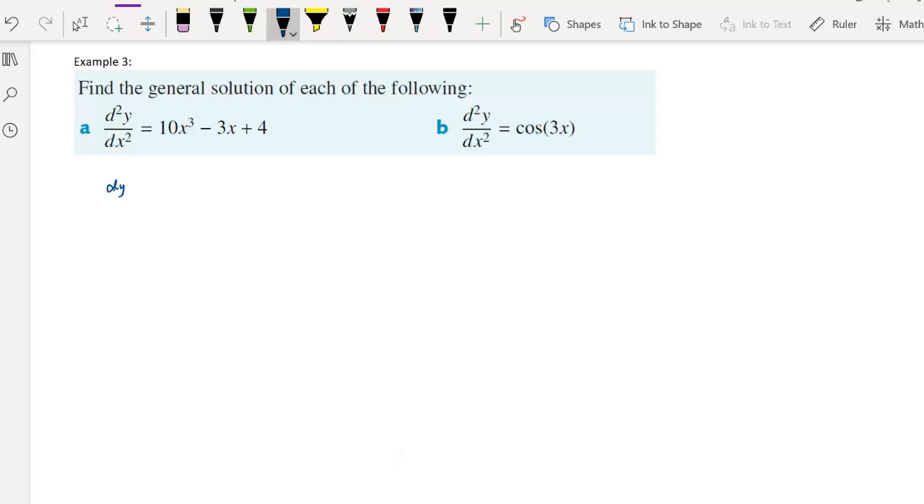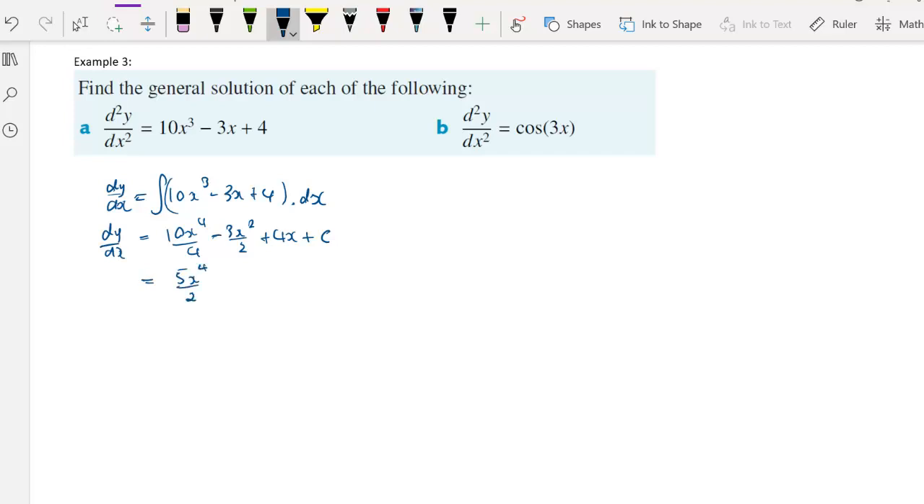So we know that dy dx will be equal to, when we take this dx across, the integral of 10x cubed, take 3x plus 4 with respect to x. And so if we find this integral, we get 10x to the power of 4 on 4, take 3x squared on 2 plus 4x plus c. So dy dx will simplify down to 5x to the power of 4 on 2, take 3x squared on 2 plus 4x plus c.